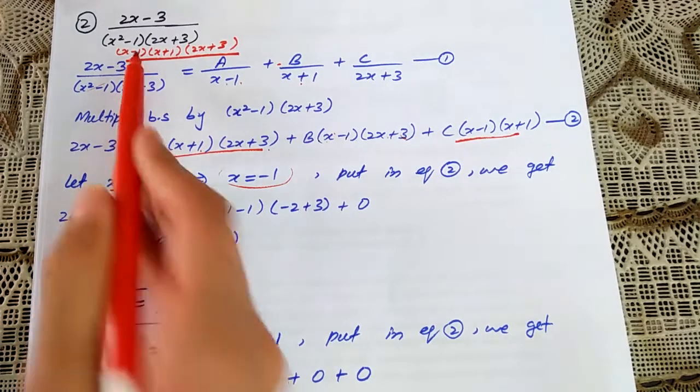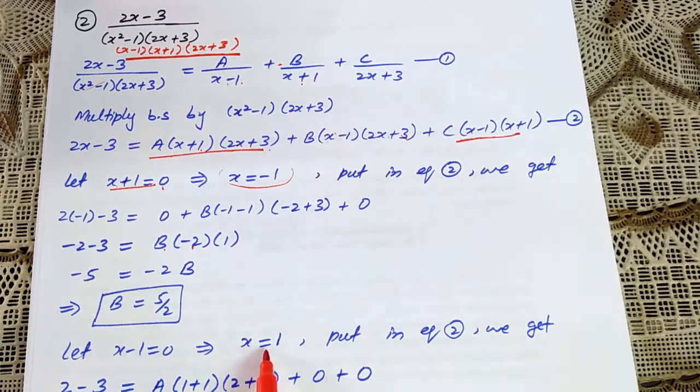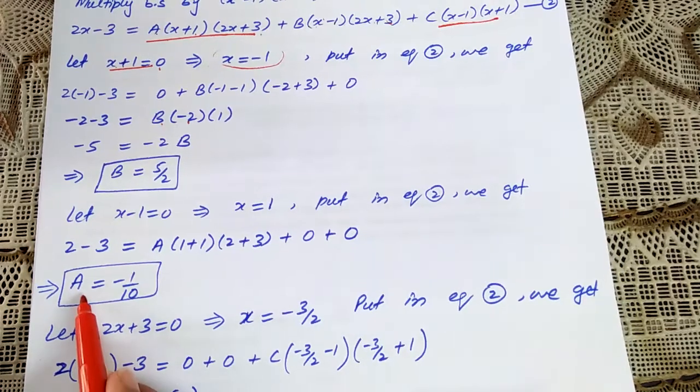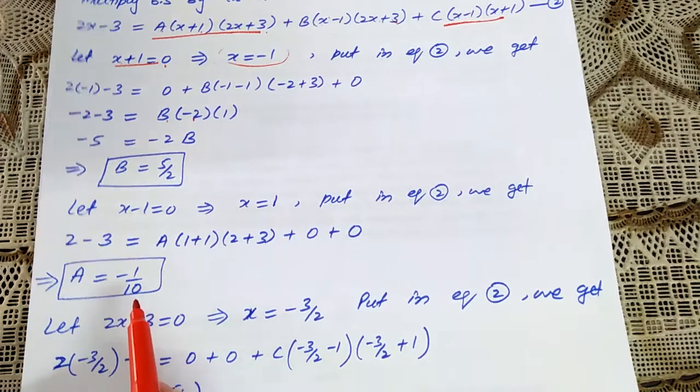Now let x minus 1 equal 0. So x equals 1. Put it in equation number 2, and after simplification I will get a equals minus 1 over 10 here.